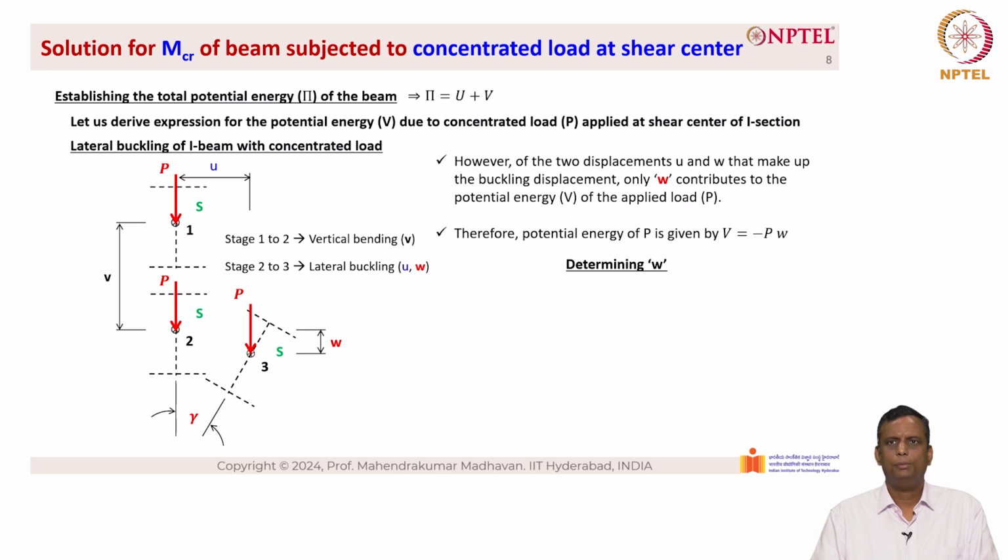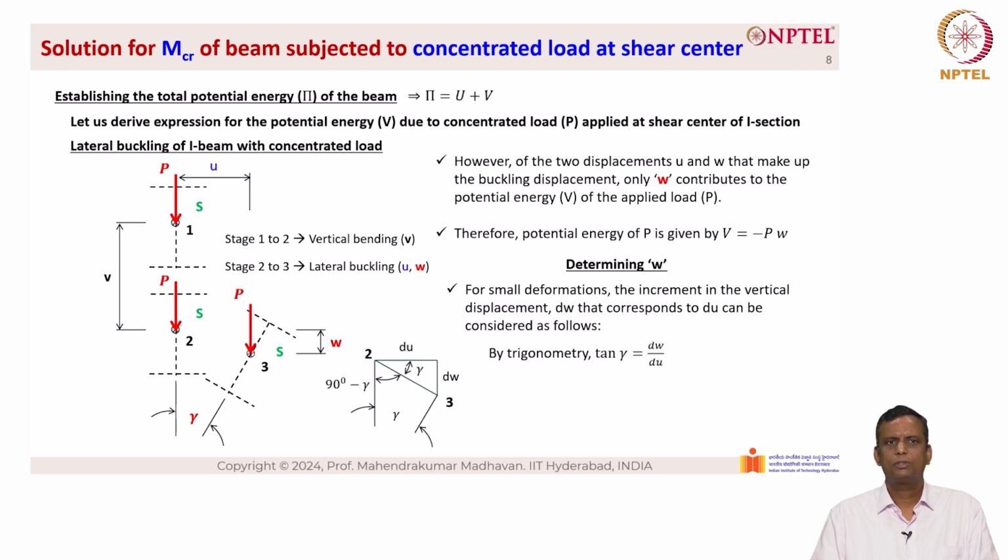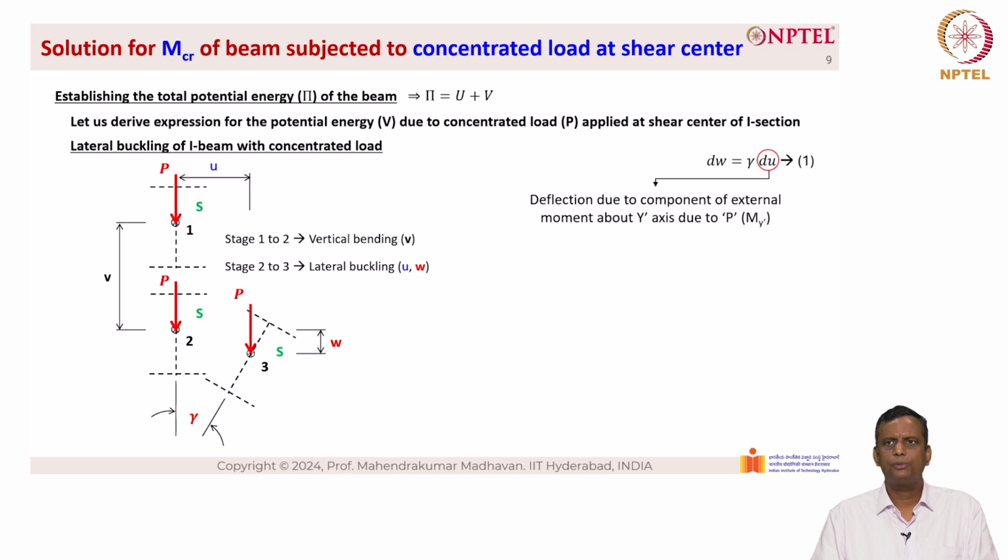Let's determine W. For small deformations, the increment in vertical displacement dW that corresponds to dU can be considered as follows. So, looking at the figure on the left hand side and using trigonometry, we have tan gamma equal to dW by dU. For small values of gamma, tan gamma equals gamma, which means that dW equals gamma into dU, which becomes equation 1. dU is the deflection due to the component of external moment about the y dash axis due to P.